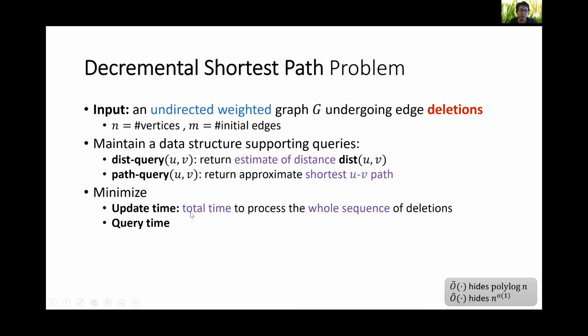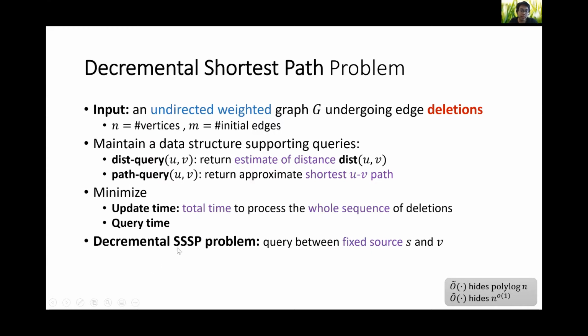that is the total time to process the whole sequence of deletions, and the query time, which is just the time to support distance or path queries. In the single source shortest path problem, SSSP, the query will be between a fixed source s and some vertex v. And for all pairs shortest path, APSP, the query can be between any pair.